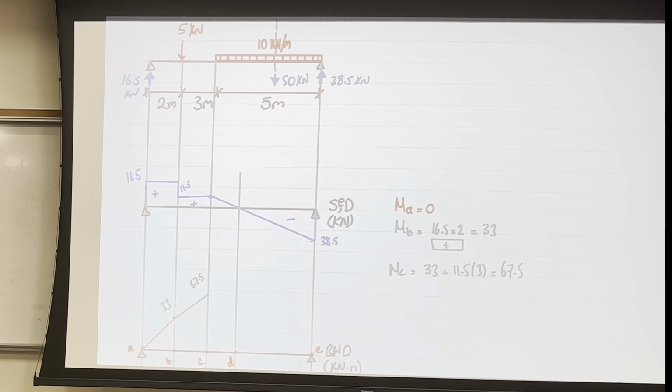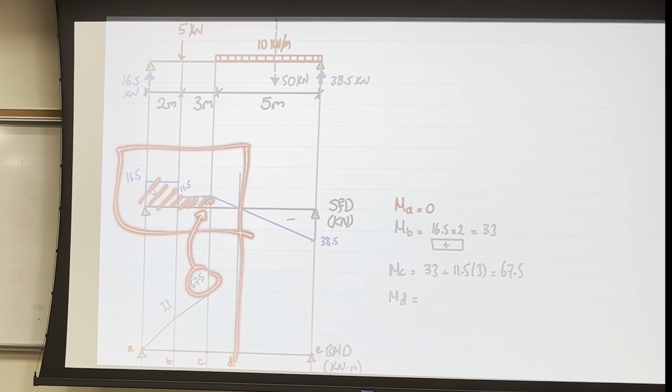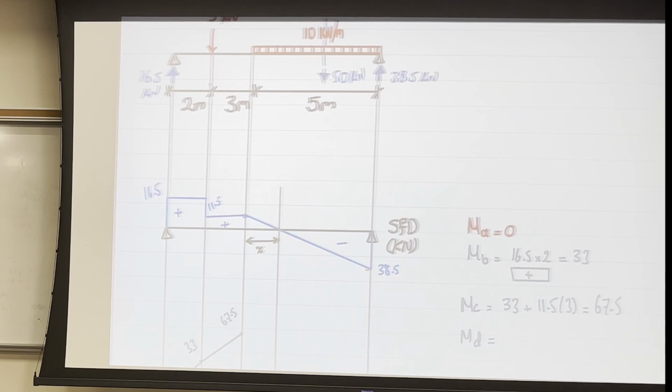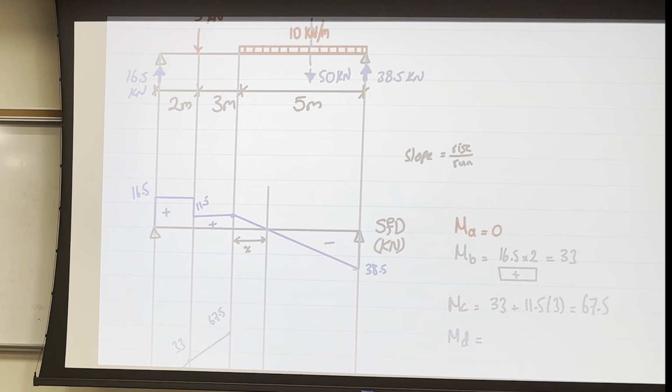So M at D, I wanna sum all the area before it. I did all this, and because it's represented by the 67.5, I then need to add this very small triangle. So that means I need to find where the shear hits zero. So this is the X. So what I will do, slope is equal to rise over run. There are a lot of methods to find this X, and I will choose that one because the slope of the shear is the load. So I do have slope is equal to 10. The rise is equal to 11.5. The run is X. So X is equal to 11.5 over 10, which is 1.15. So X here is equal to 1.15.